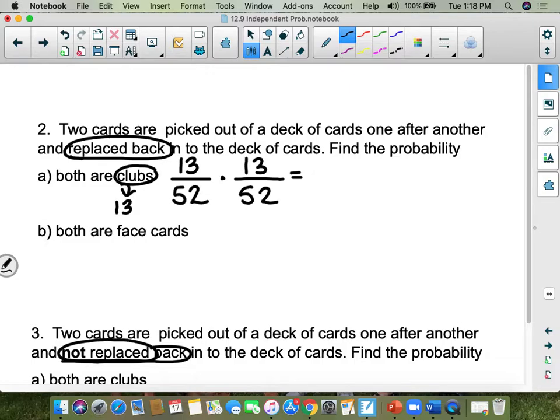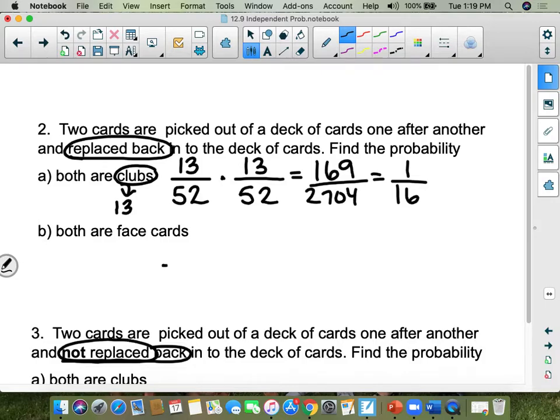And I'll tell you, without simplifying it, it ends up being 169 over 2,704, but if you simplify it, it simplifies to 1/16. Do you see the difference? There's 2 types of problems. Replacing them back in and not replacing them back in. So let's do another one.